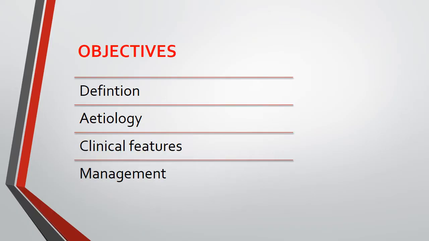The main objectives of this lecture are to define the meaning of the Class II malocclusion, then to know the main etiological factors that lead to that malocclusion. Then we are going to know the clinical features and how we are going to manage the Class II malocclusion.